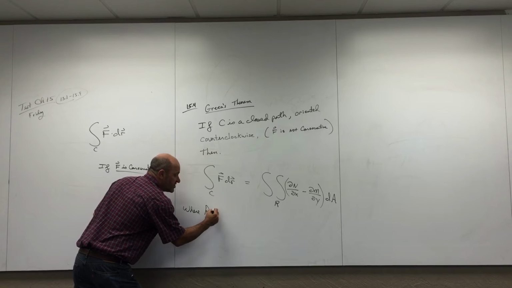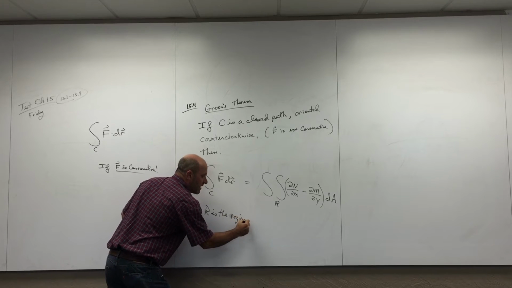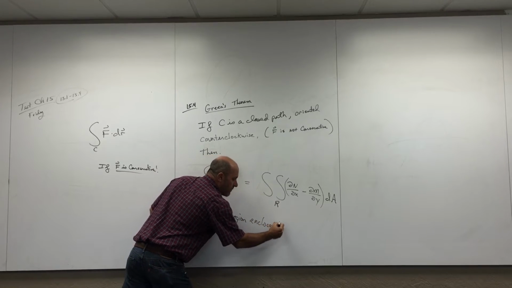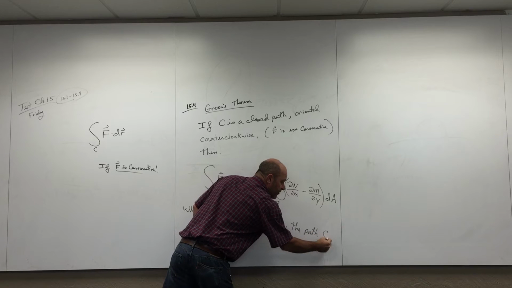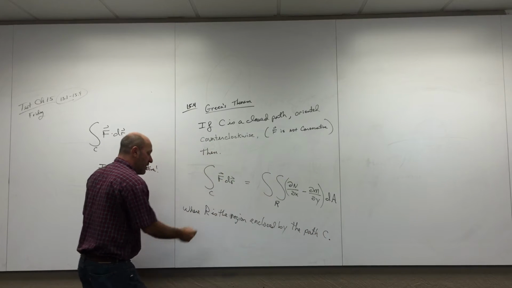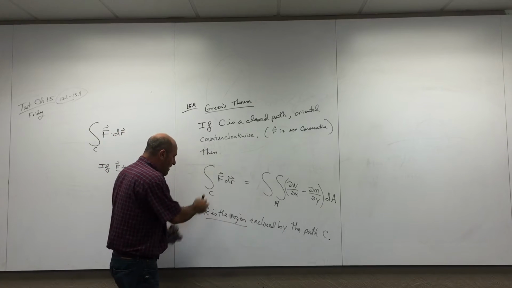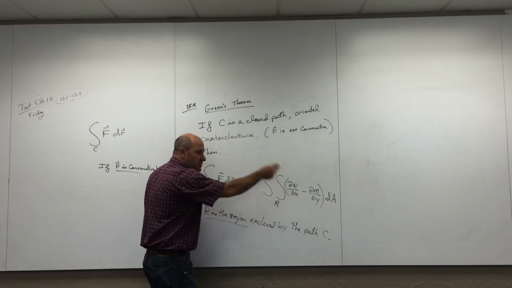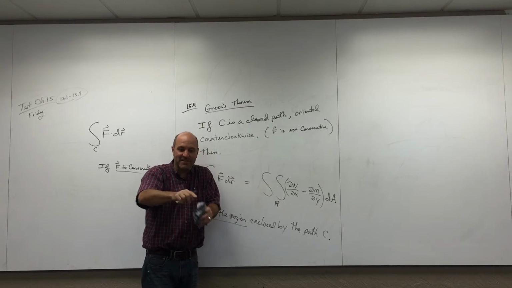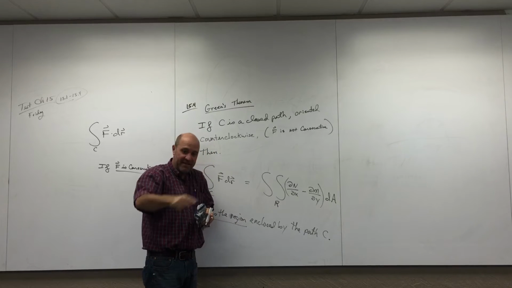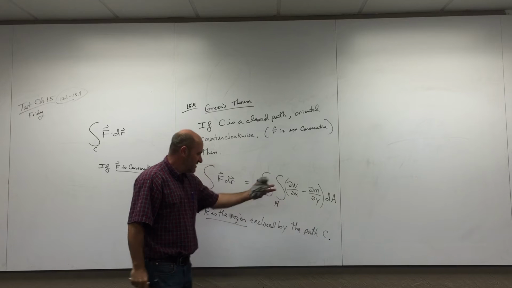Where R is the region enclosed by the curve C. If it's a closed curve, it will form the boundary of some region R. What's so funny about this is that you were worried about the path C, but if it's a closed path and encloses this region R, all of a sudden you don't care about the path. Now it's about the region R that is surrounded by that path. It totally changes the problem. This is kind of a trip.